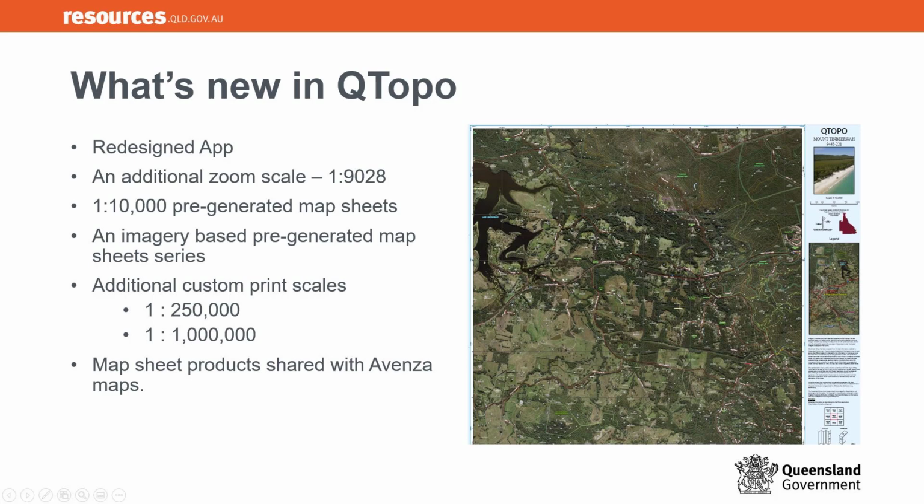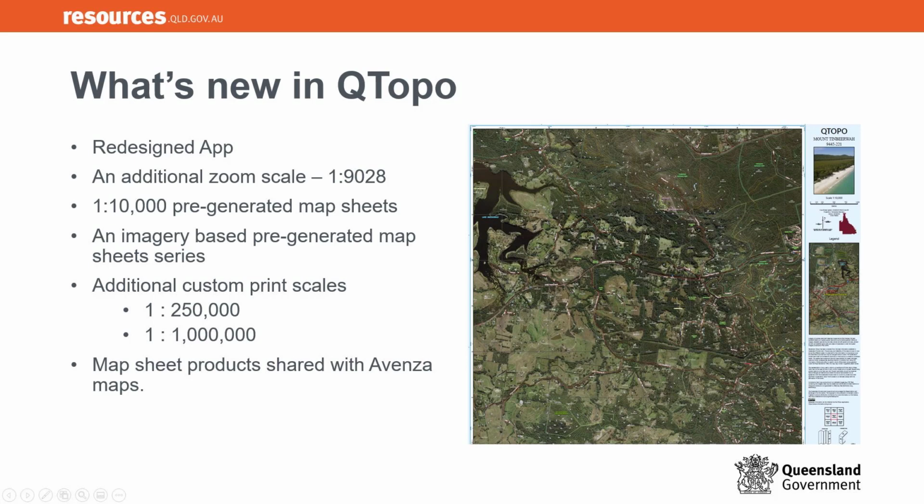Some other notable developments with QTopo. An additional map zoom scale. QTopo has expanded from 18,056 to 9,028. These scales can seem random. They originate from the industry standard Google coordinate system and tiling scheme that uses complex mathematics to determine these values.